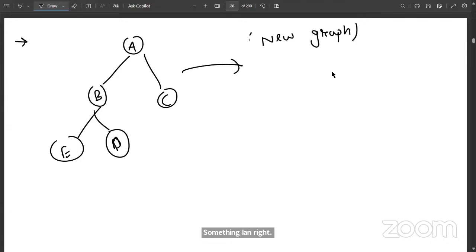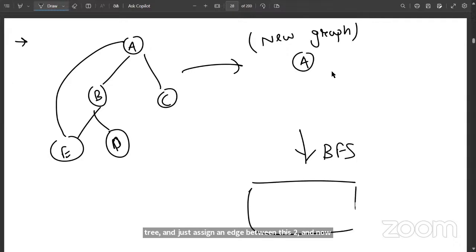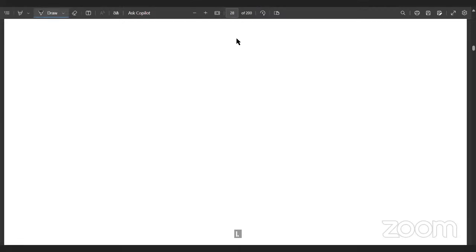If you are getting confused about whether your answer is correct or not, make a new graph, use the same tree and just assign an edge between these two vertices. And now find the BFS tree of this particular graph. Then you will find out that this tree won't form. Okay, ma'am. So this is one cross check you can do. Okay, we can reverse solve. Yes, it's some kind of reverse solving.